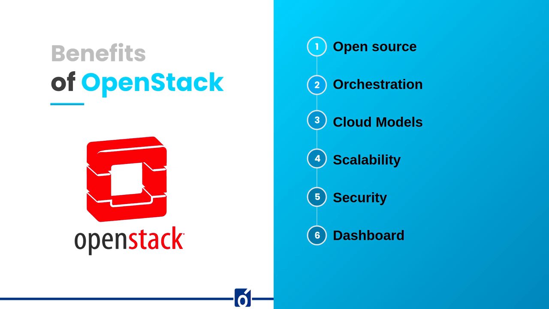Then we have security. Security is a main concern for any service or infrastructure, so OpenStack provides rich security. It has role based access control, and you can restrict user access as per your need. Also, OpenStack's internal communication is very secure. Then we have the dashboard. OpenStack also provides a rich, user friendly dashboard to manage resources easily. You can do administration work as well as development work, like managing resources from the dashboard. These are the core benefits of OpenStack. OpenStack provides hundreds of benefits apart from these.